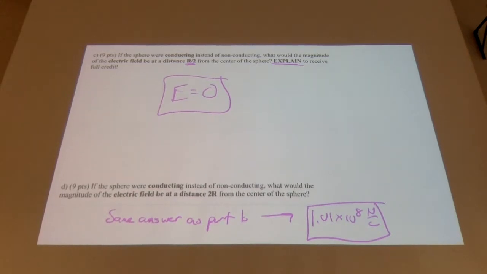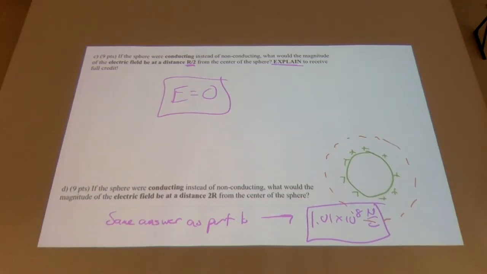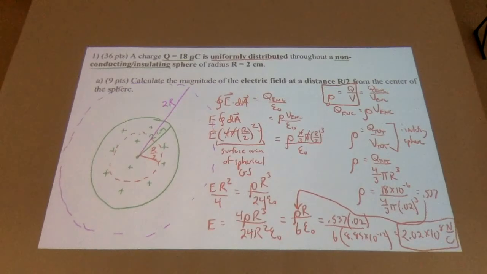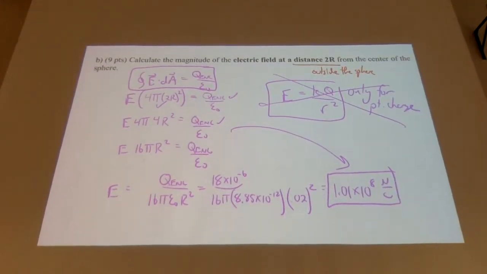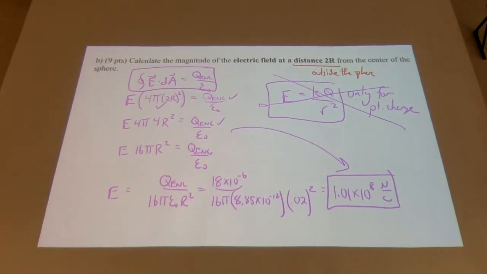The reason for this is that, yes, if it's a conductor, the charge is going to distribute differently. So now I'm going to have a sphere, and my 18 microcoulombs is all going to be here. But if I do that, and then I'm looking for the electric field out here, well, the same exact equation applies. Q enclosed is still going to be all of the charge, which means you could do all the work in Part B again. You're just going to get the exact same answer because Q enclosed is the same value, okay? And you're at the same distance.